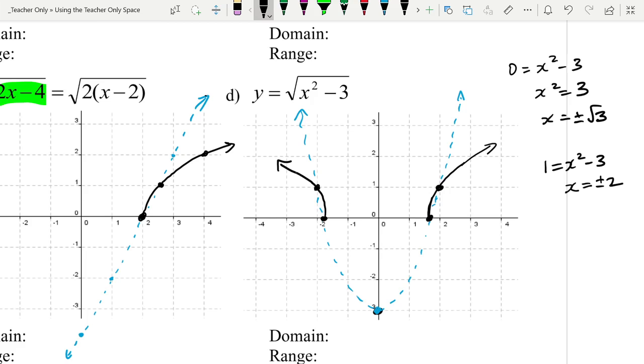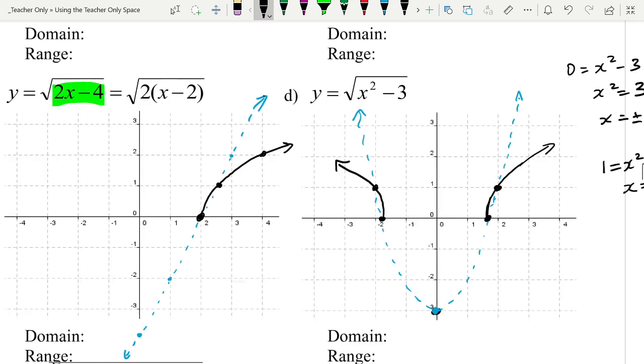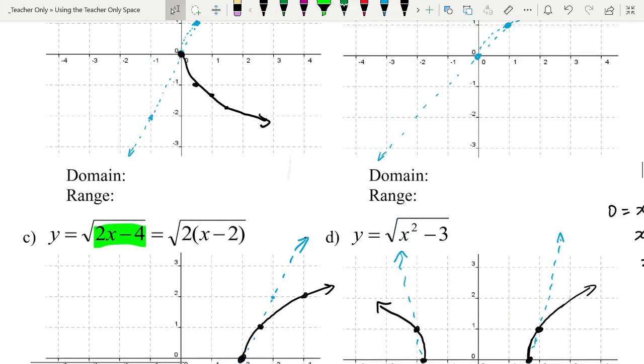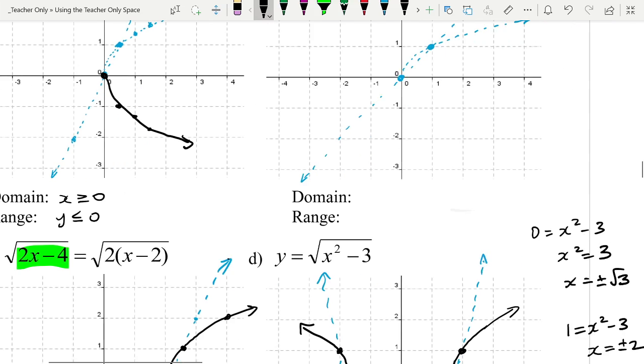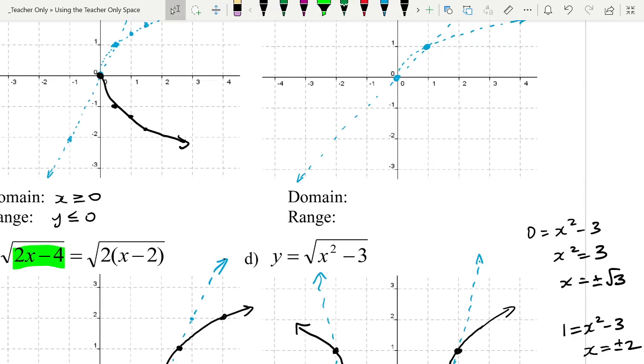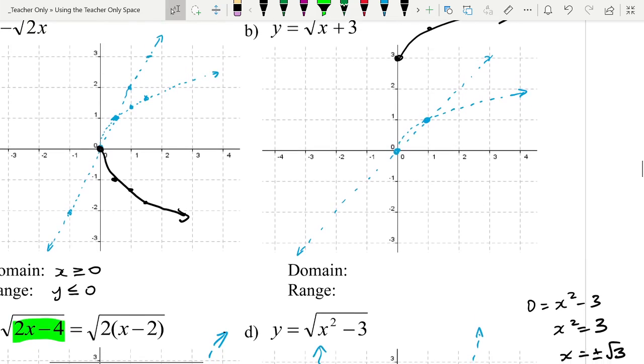Okay, any questions on how I did that one? I've been kind of ignoring part of the questions here: domain and range. Let's get back to that. This domain is x is greater than or equal to 0. This range is y is less than or equal to 0. This domain, let's see, where are you? Where are you, graph? Oh yeah, you're way up there. So your domain is x is greater than or equal to 0, but my range is y is greater than or equal to 3.